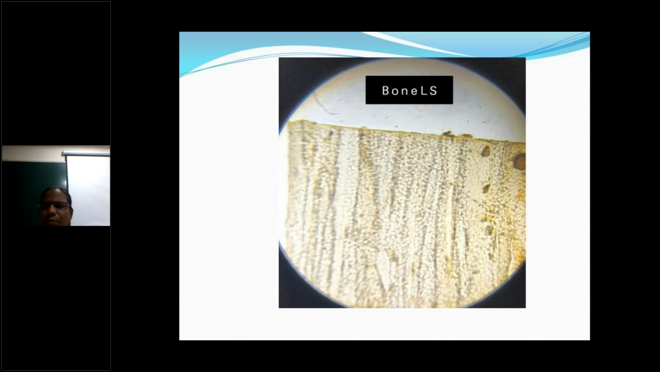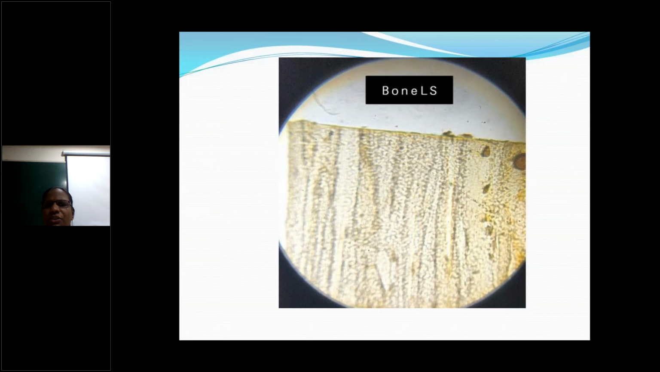So what does Volkmann's canal mean? You are able to see two Haversian canals joined by a horizontal canal. That horizontal canal we call the Volkmann's canal, or we call it the exterior canal from the Haversian canal. The exterior canal of the Haversian canal we call the Volkmann's canal.